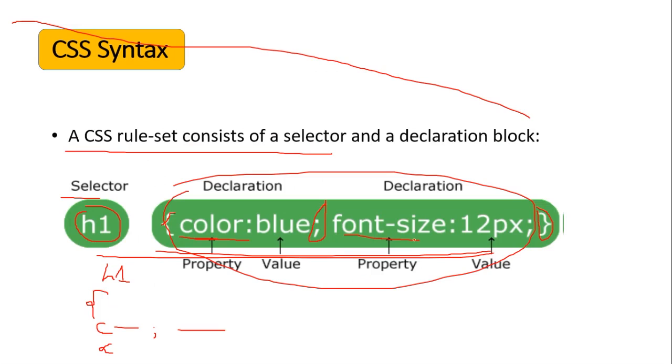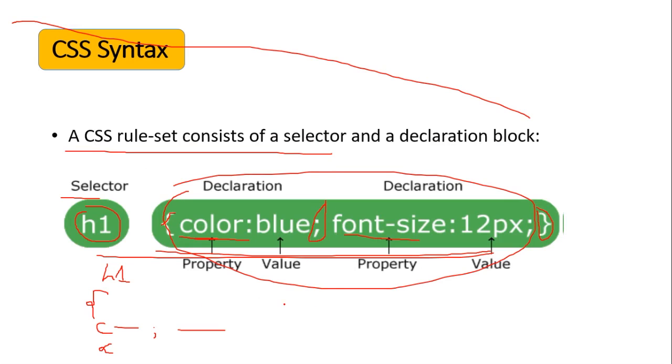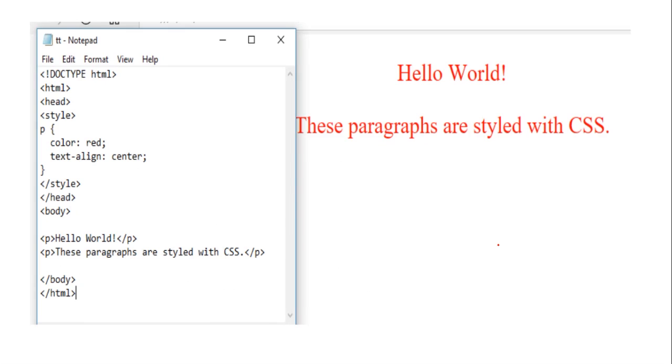So blue and 12 pixel in our example, these are the values assigned to the property. What value you assign to your property, like blue, 12 pixel, or like alignment center. So center is the value, alignment is the property, and so on. All right, now this is a typical view of CSS.